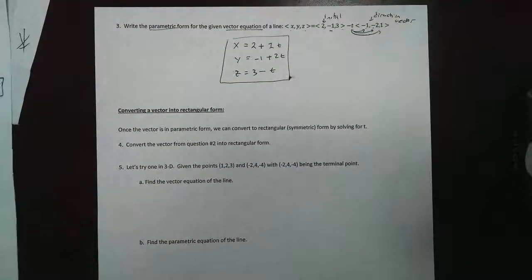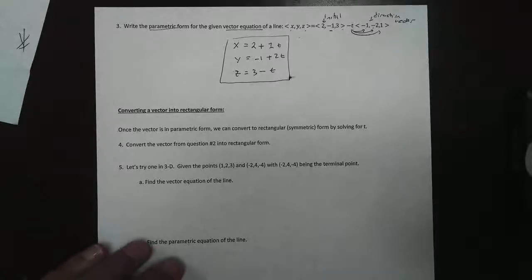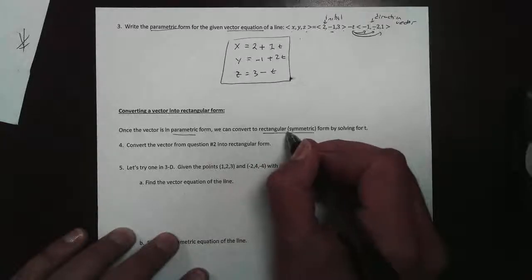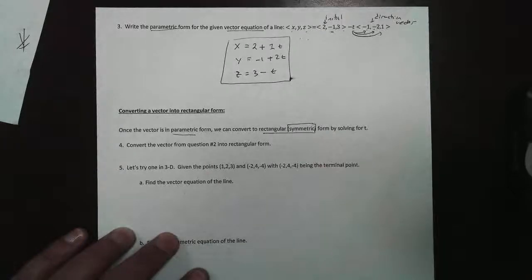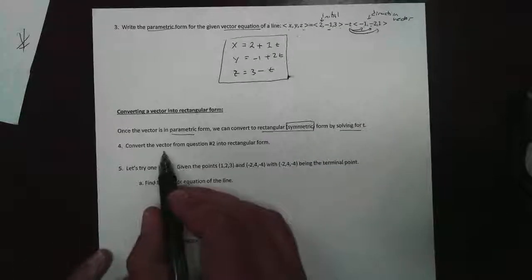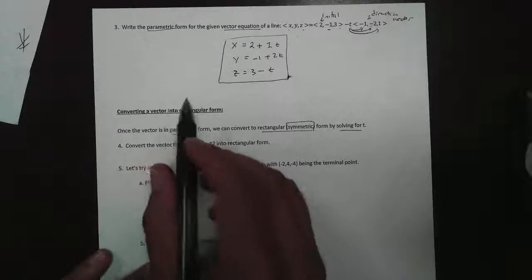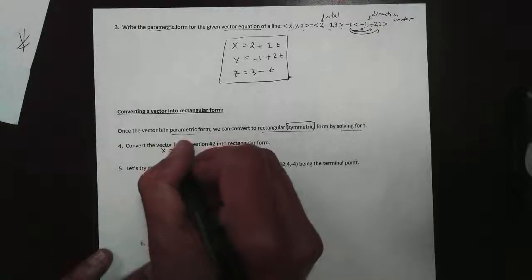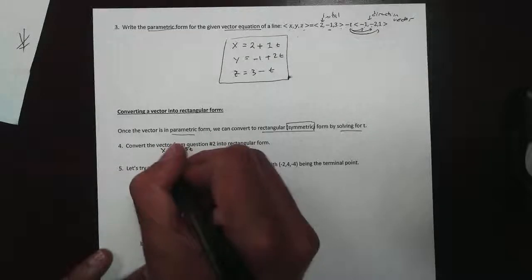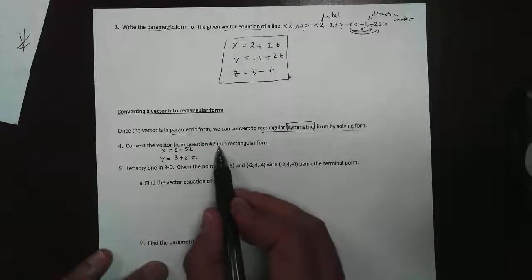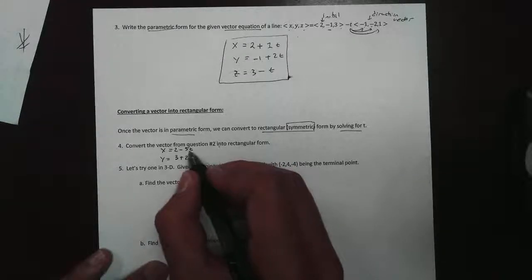And now comes the fun part, how to convert these into rectangular form. Once a vector is in parametric form, we can convert to rectangular, or sometimes you're going to hear us use the phrase symmetric form. And we do this by solving for t. So if we want to convert the question number 2 in parametric form, that was from earlier. So question number 2 was the following: x equals 2 minus 5t, y equals 3 plus 2t. This is just going from a parametric to rectangular, and you might remember this from Algebra 2 and Pre-Cal, where you just solve for t in one, right?